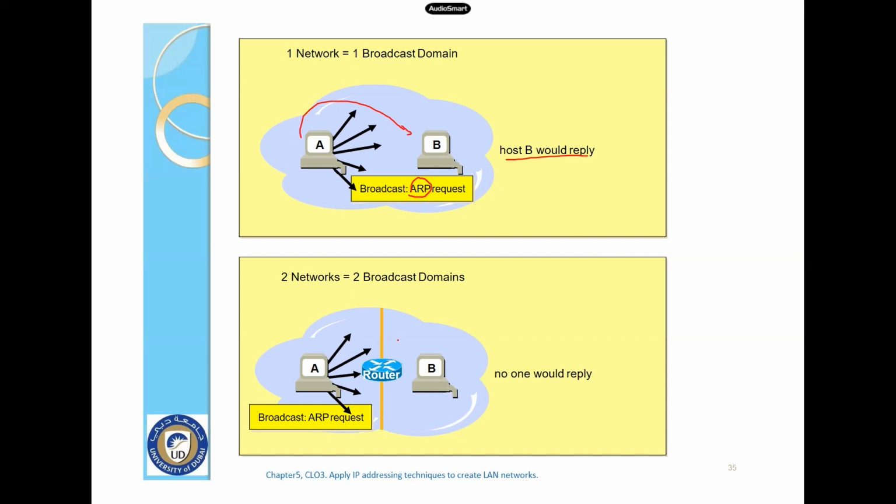In the other case, when you have two networks, each network will have its own broadcast domain. So when I have two networks here and this device sends a broadcast message, computer B belongs to another network, so it will not respond. Broadcast happens within the same network. You cannot send a broadcast message to two networks together. All right.